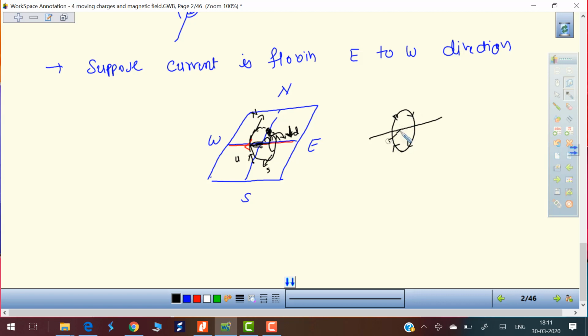So this side is north, this side is south, this side is east, and this side is west. The point on the north side goes down, the south one goes up, the upper point goes toward the north, and the lower point goes toward the south. So in this way you can find the direction. Understood? Yes, I try to understand. And this is the explanation.